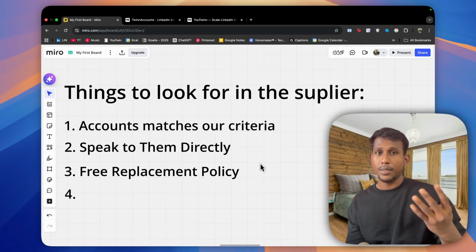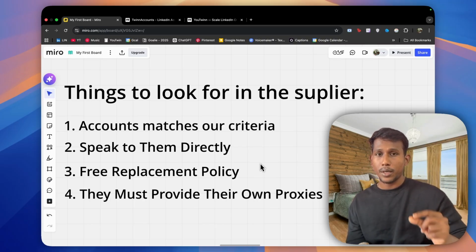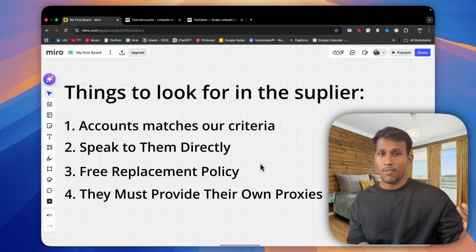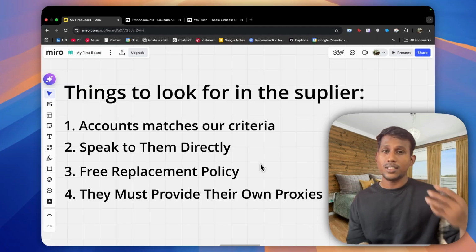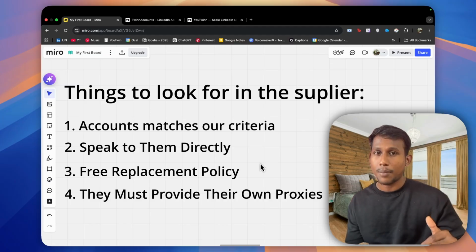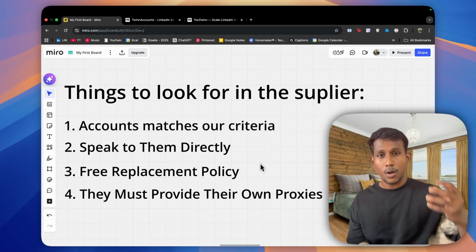Now the fourth thing is a bit technical, but make sure they provide their own proxies. You don't want someone who just gives you an ID and password and asks you to log in to the accounts. They should store these accounts in a tool or a system where these accounts are hosted on their own proxies, and it helps the account stability tremendously. If you just log in to a new account on your new device, it will just get banned. So make sure these accounts are hosted on their own proxies.